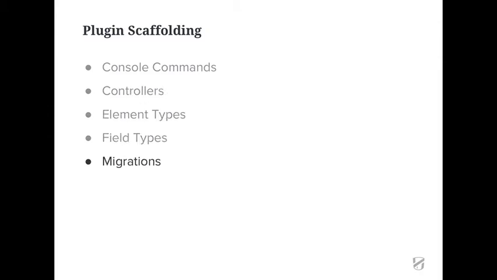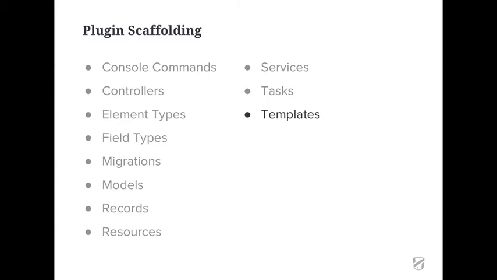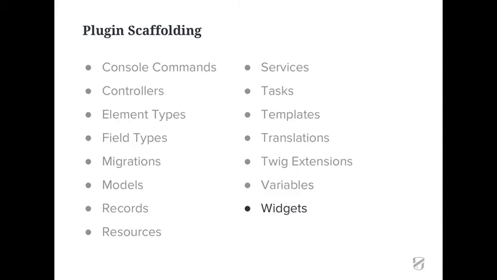So deep breath. We're going to go through the list of scaffolding, and it's going to be long, but bear with me. So here are all the parts that you can have in a plugin. There are console commands, controllers, element types, field types, migrations, models, records, resources, services, tasks, templates, translations, twig extensions, variables, widgets, and with Craft 3, we now have utilities, which Brandon mentioned before. So that is a lot of stuff.